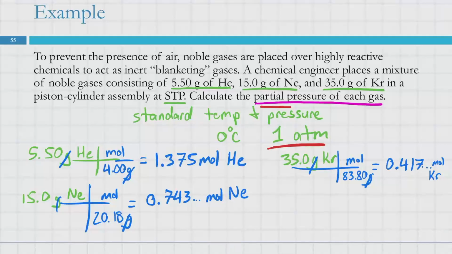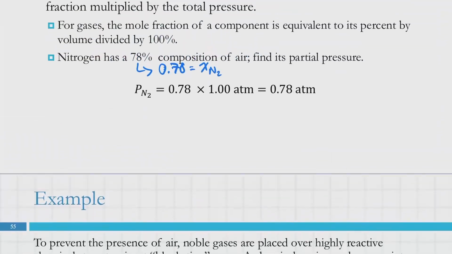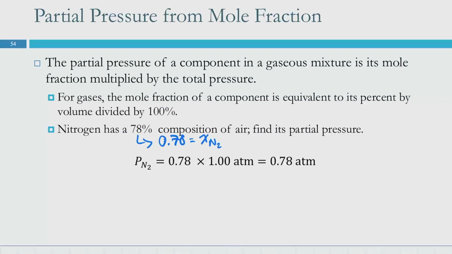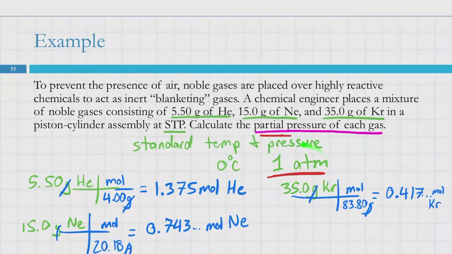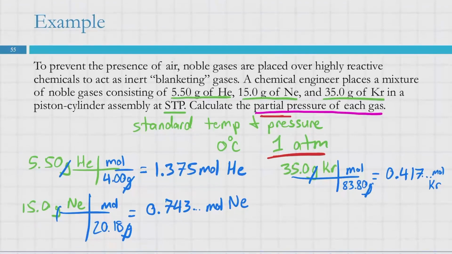The reason that we're finding the moles of each of these is because, like we saw on the previous slide, very briefly, we can calculate the partial pressure by multiplying the mole fraction by the total pressure. We know the total pressure because we were told that it's STP. So we know the total pressure is 1 atmosphere. If we know the mole fraction, which is related to the number of moles that we have, then we can calculate the partial pressure from that.